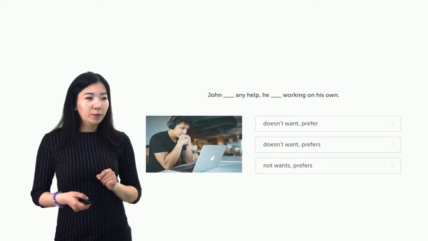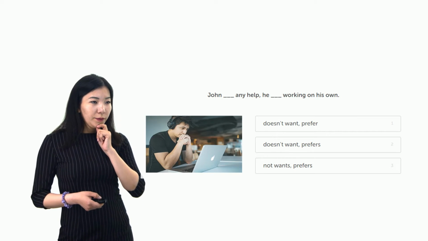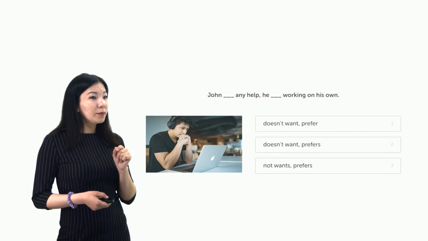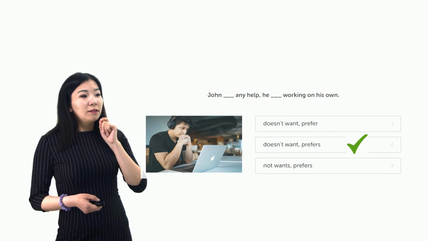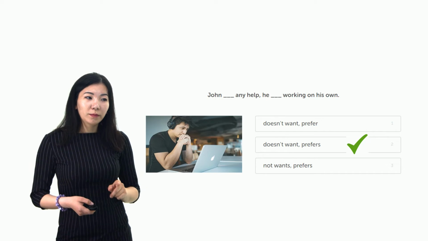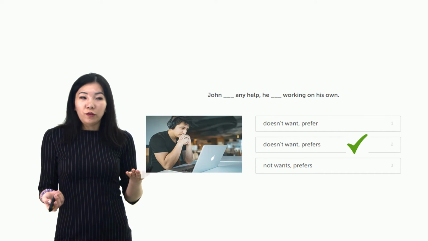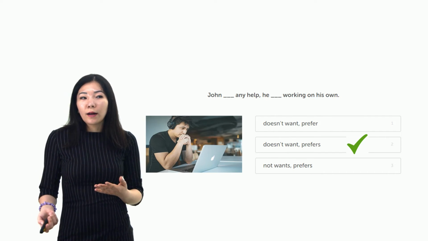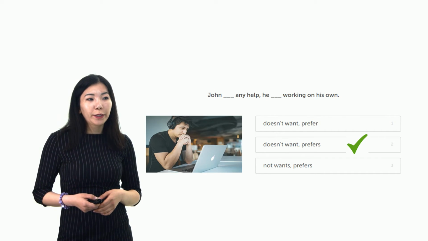John, any help? He working on his own. So the right answer would be John doesn't want any help. He prefers working on his own. Of course, John is singular, so we're gonna use does and we need to add s to the end of the verb. Right.